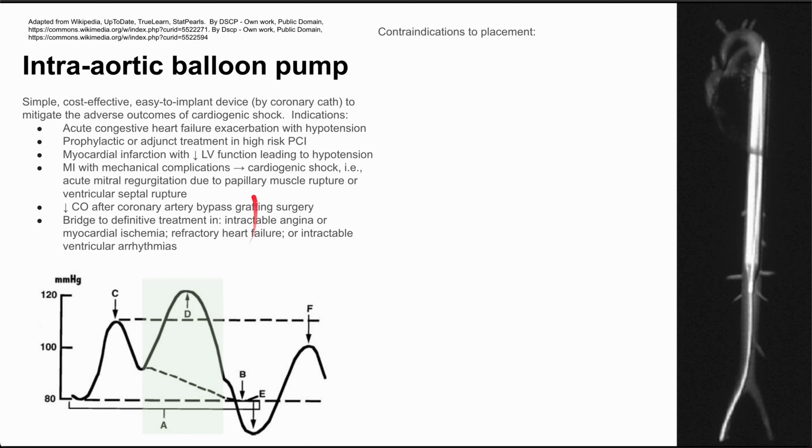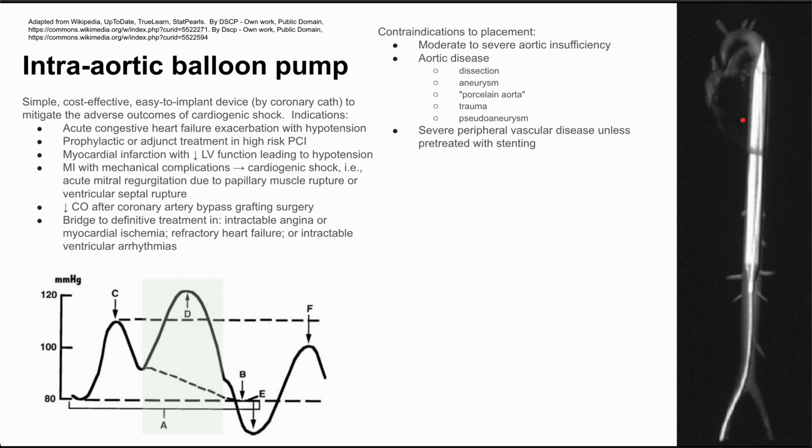That being said, there are a lot of uses for it, but there are also contraindications to placement. You don't want to use a balloon pump in patients that have moderate to severe aortic insufficiency. It is going to be sitting in the aorta, and you don't want to exacerbate or trigger anything regarding their aortic insufficiency. You don't want to use it in patients that have aortic disease. This can range from dissection to aneurysm, porcelain aorta, aortic trauma, and pseudoaneurysms of the aorta. Now these devices of course sit in the descending aorta here, and these conditions might disrupt its position and its function.